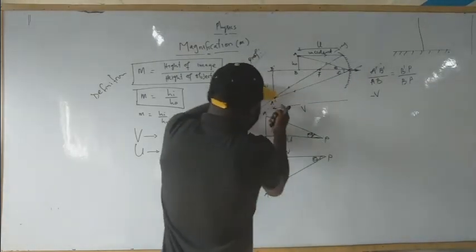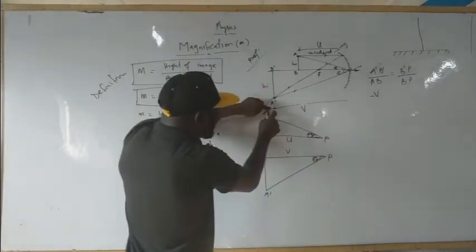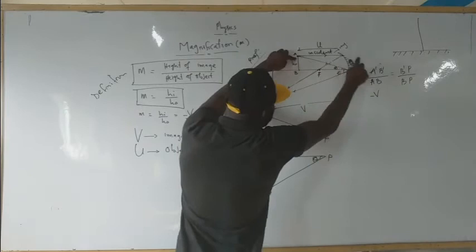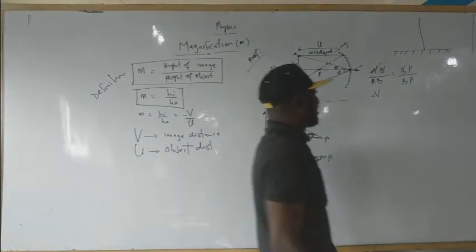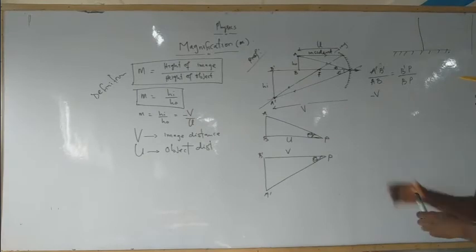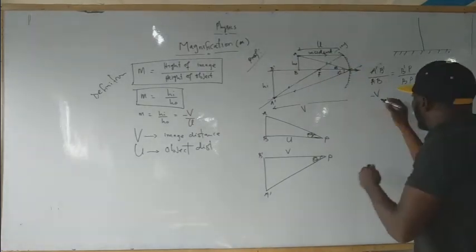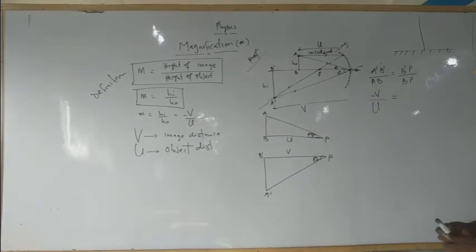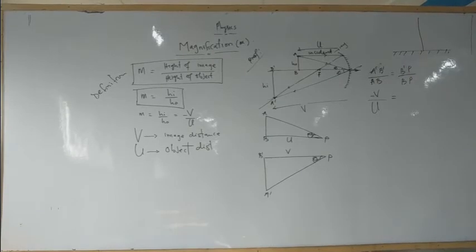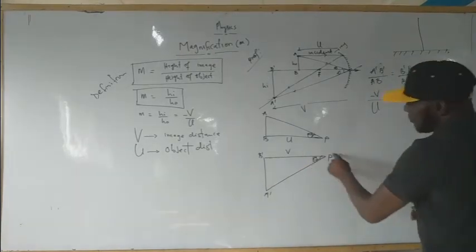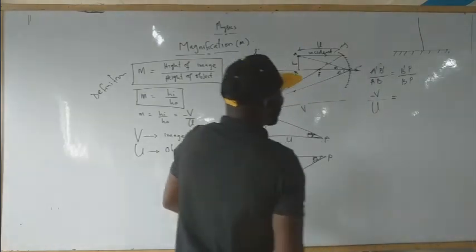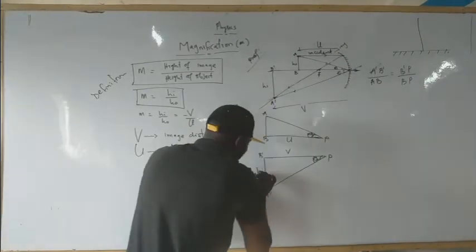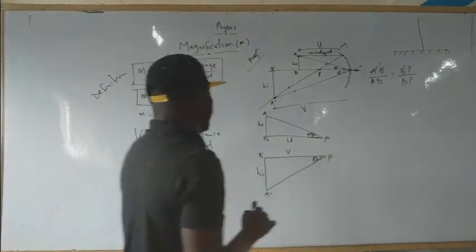Because you can see the distance of the image formed directly from the pole is opposing the incident ray. So that will be minus, opposing, not in the same direction. You can see the arrow. Over AB, AB is u. Everything equals B dash P over BP. This is HI, this is HO.